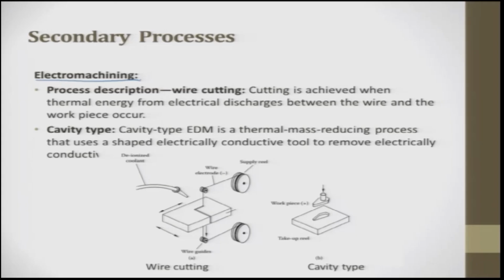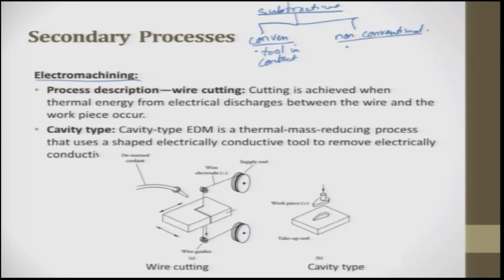Now, I have put a glimpse of the non-conventional, where the tool is not in contact. So, in subtractive process, as I said, one is conventional and the other one is non-conventional. Okay. Conventional means the tool is in contact. So, when the tool is in contact, the material removal rate is high, the surface finish what you get is good. So, when you talk about non-contact, the tool is not in contact.